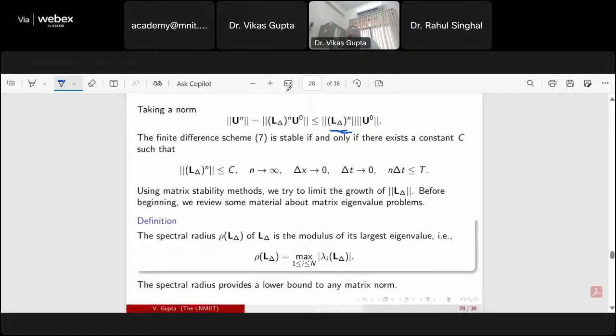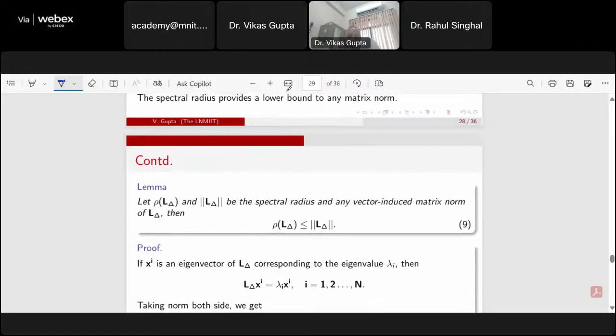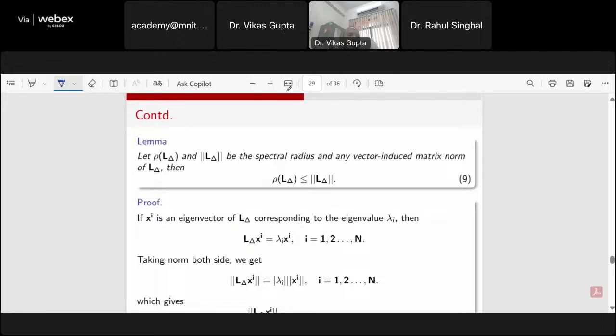So in the next lemma, we will show that the spectral radius provides a lower bound for any matrix norm. Let rho(L_delta) and norm of L_delta be the spectral radius and any vector induced matrix norm of L_delta. Then this spectral radius for the matrix L_delta provides a lower bound for any vector induced matrix norm. So we will prove it in this lemma.